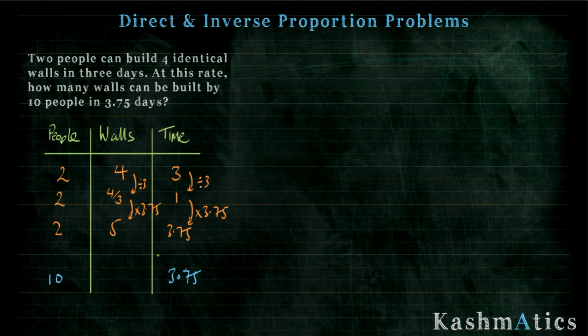Okay, so I'm almost there. I need to scale up the number of people. So I'm going to scale up the number of people by multiplying by 5 to give me 10 people. So if I've got 10 people, or 5 times as many people, they should be able to do 5 times as much work in the same time period. So that would be 25 walls in 3.75 days. So 10 people can build 25 walls in 3.75 days.